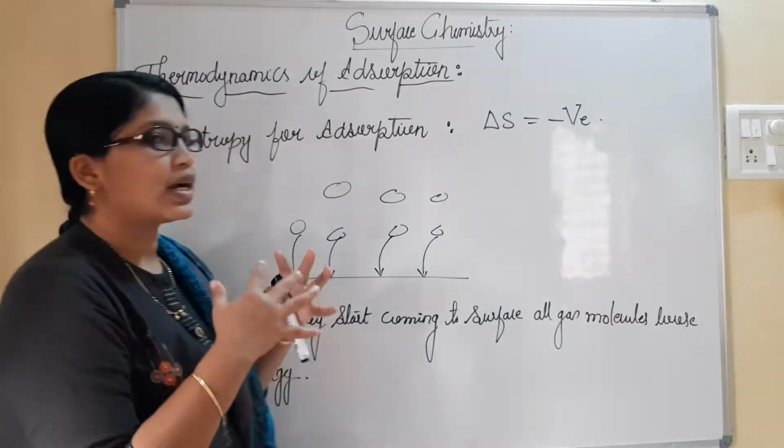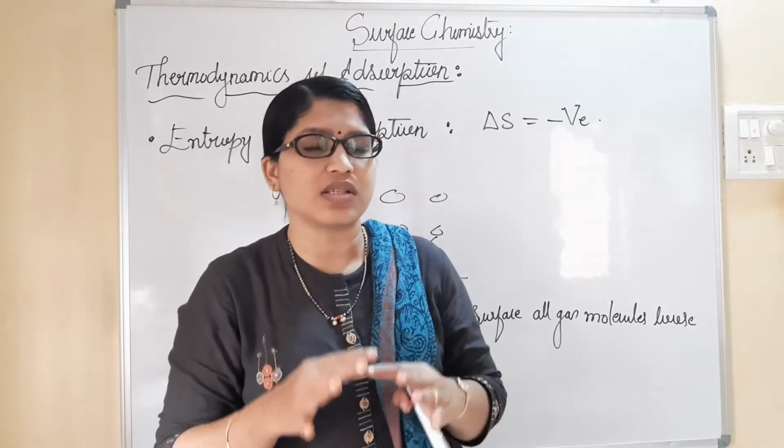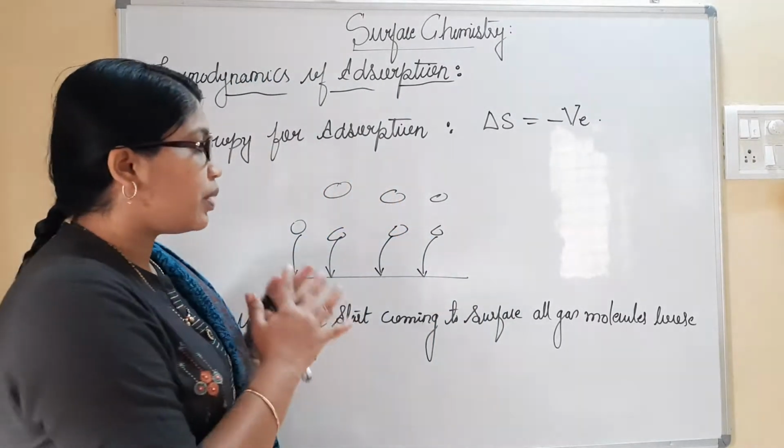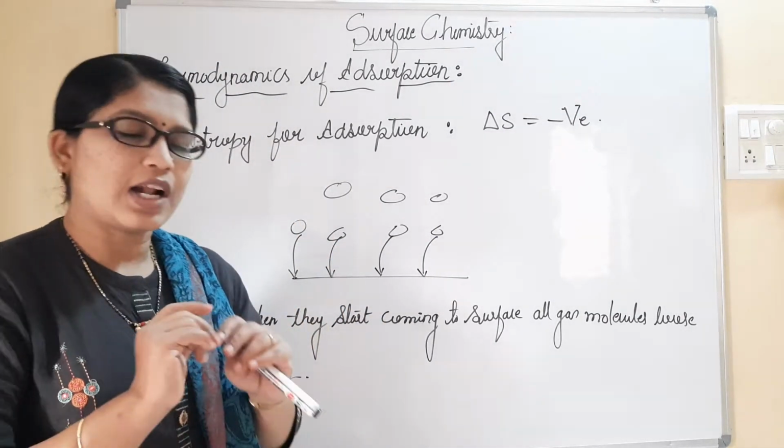Now let us understand entropy. Entropy is a kind of disorderness. Disorderness in the system is referred to as entropy. So how can entropy values be determined? Entropy values are concerned with adsorption. Let us understand that.